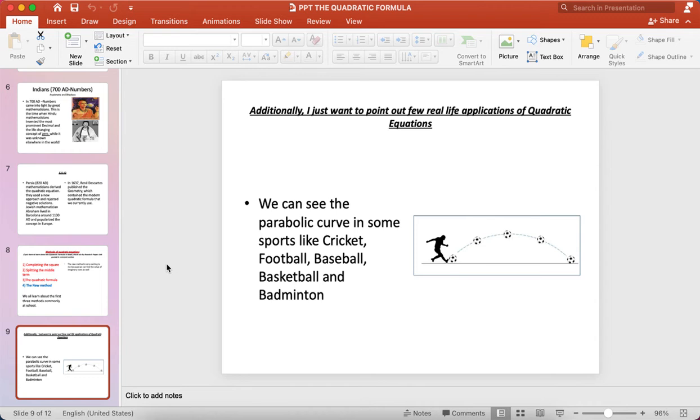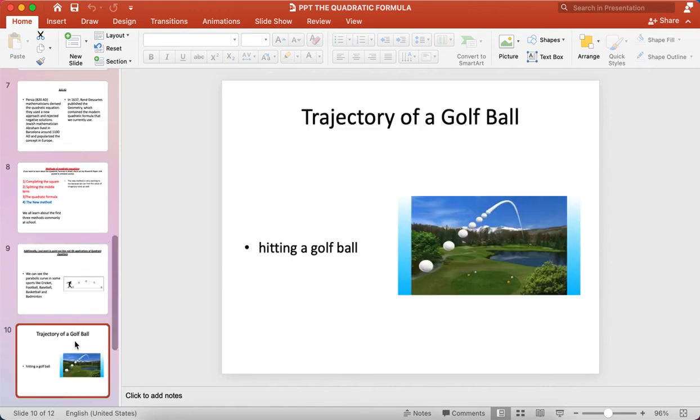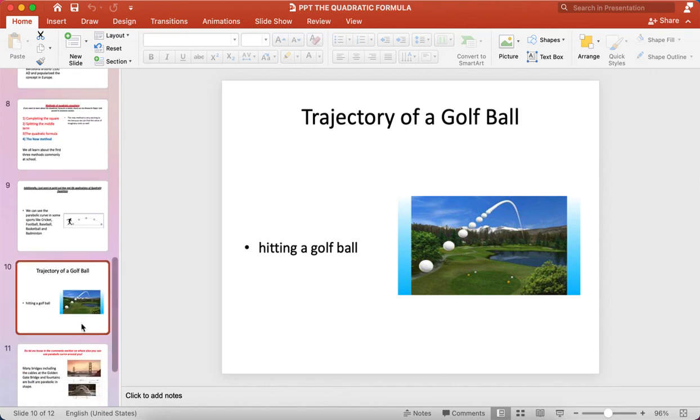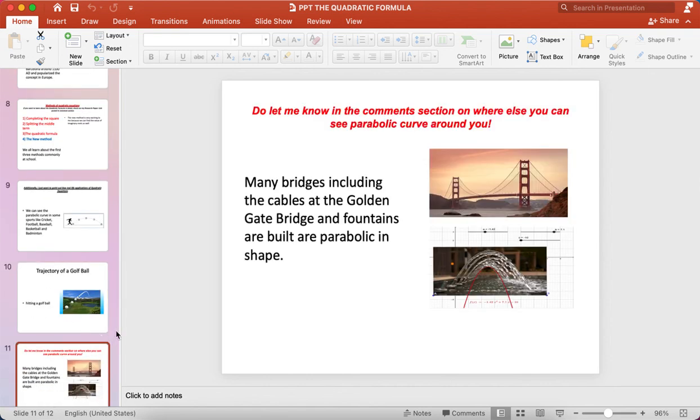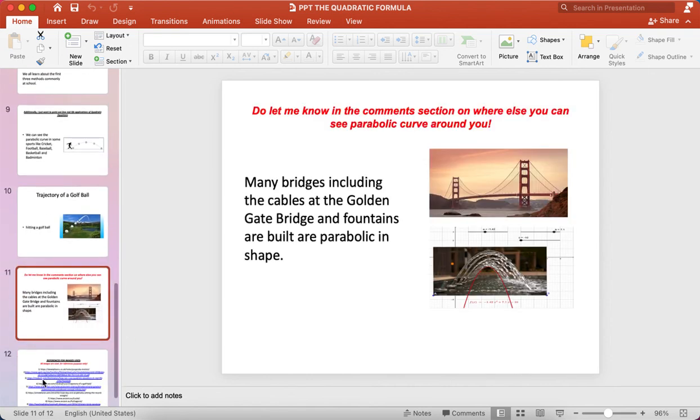Additionally, I want to point out a few real life applications of quadratic equations. Quadratic equations can be seen in many sports like cricket, football, basketball, baseball, and badminton. The trajectory of a golf ball while hitting a golf ball also creates a parabolic curve, therefore, it's linked to quadratic equations as well. We can also find quadratic equations in bridges and fountains.